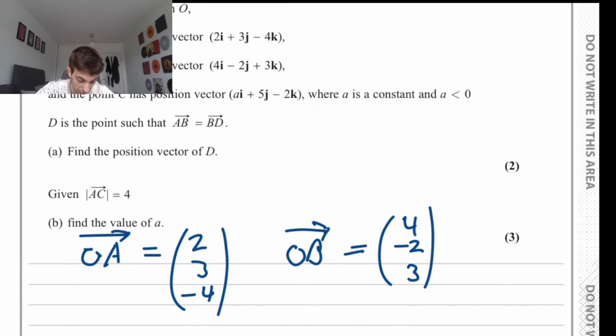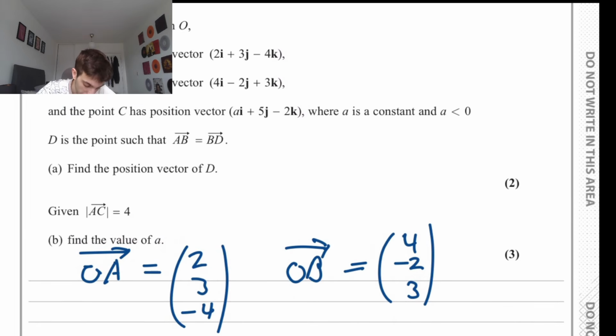And the point C has position vector ai plus 5j minus 2k, where a is a constant and a is less than 0. They're telling us for a reason, it's going to be important later on, I would assume. D is a point such that the vector A to B equals the vector B to D. Find the position vector of D.